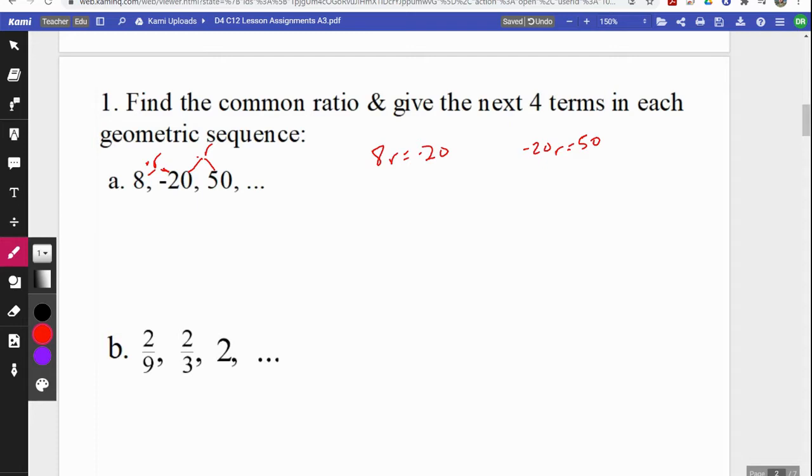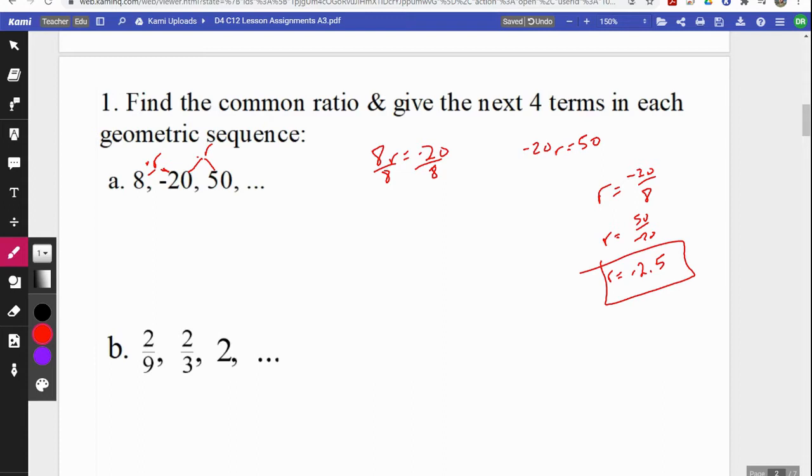A more streamlined way is that r will always be any term divided by its previous term. So I would just say negative 20 divided by 8, or 50 divided by negative 20. That would give us what r is no matter what. It doesn't matter which one of these you choose, you'd get negative 2.5. So if we know that that's r, we found the common ratio. That's how you find it. Take a term and divide it by its previous term. Any term divided by its previous term.